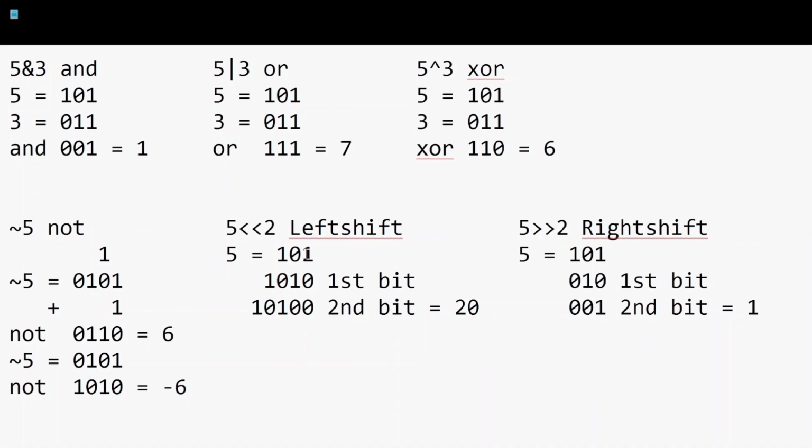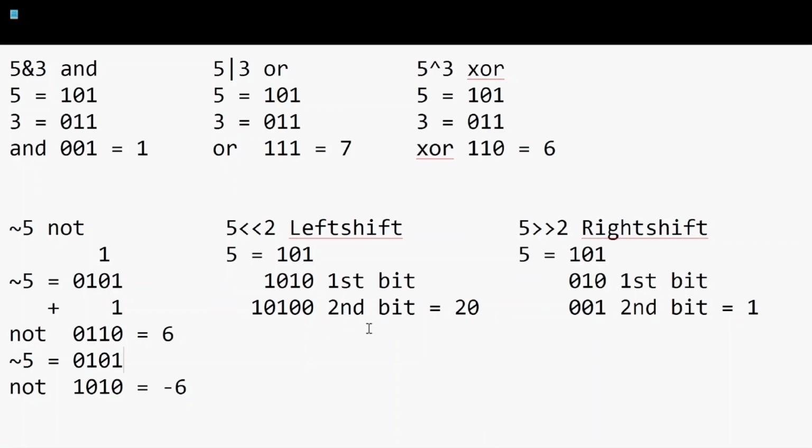Now the left shift operator, 5 left shift by 2. So 5 is equal to 101 in binary. Now we will shift it by the first bit. So 101 becomes 1010. We'll add 0 at the end.